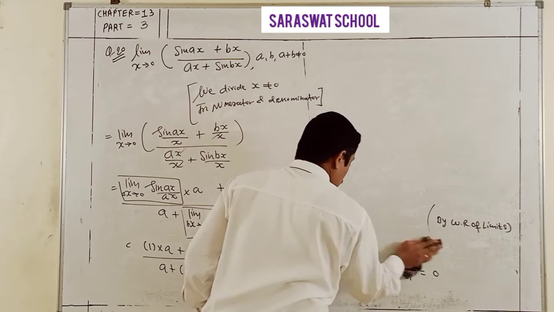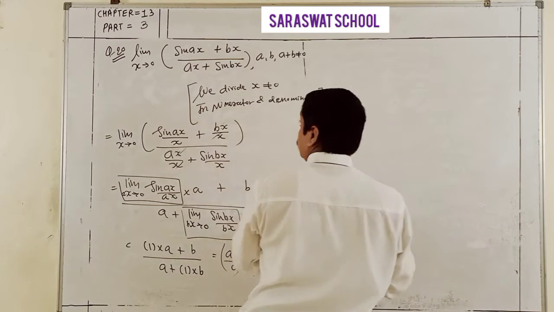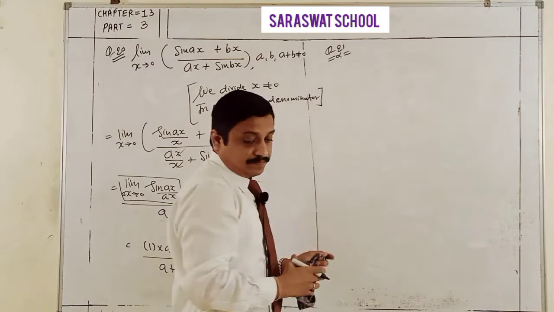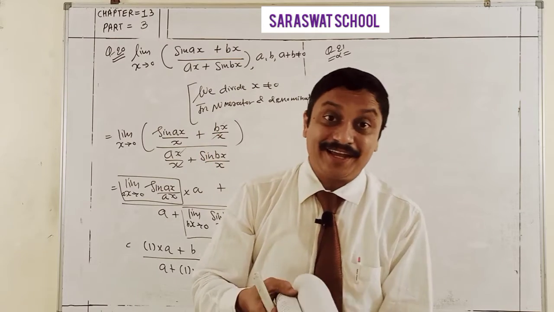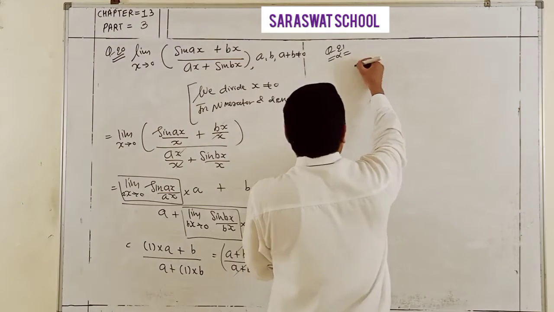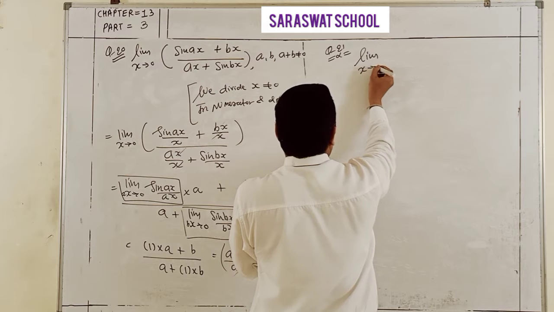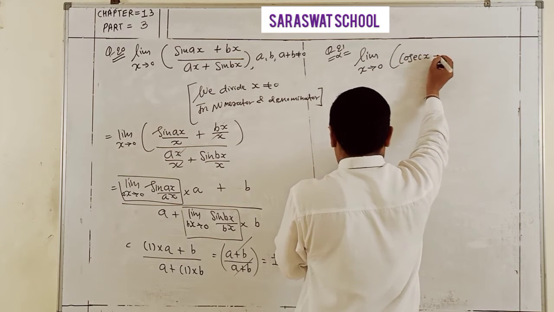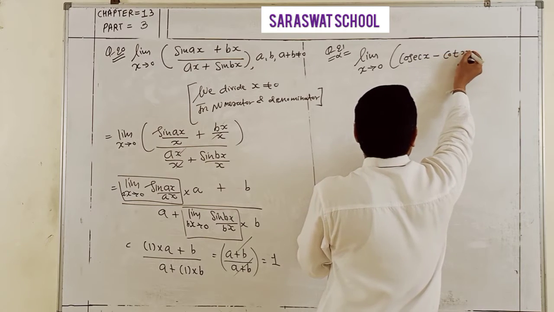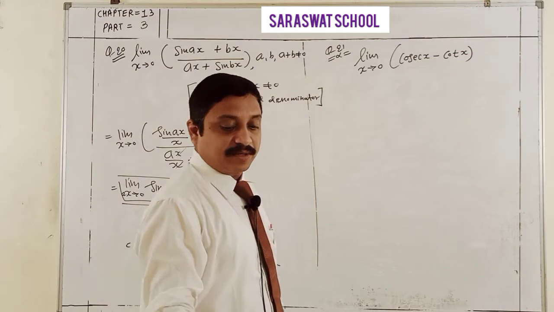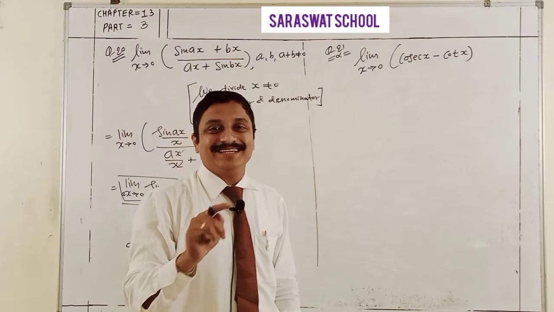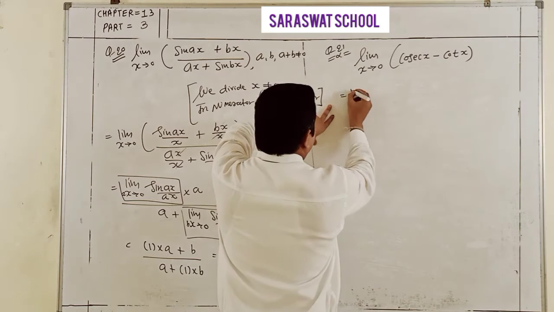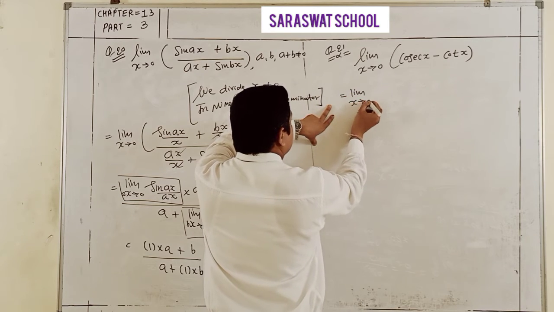Next, continue question number 21. In the 21, your data is again coming as an IMP question, students. Limit x tends to 0, cosec x minus cot x. Cosec x minus cot x. Just translate into simple form, sin and cos. So limit x tends to 0.